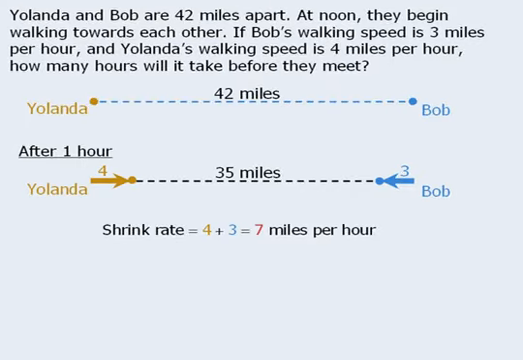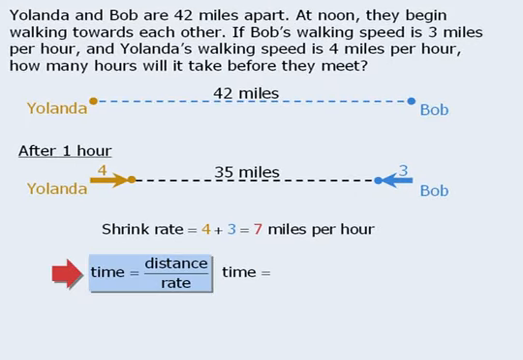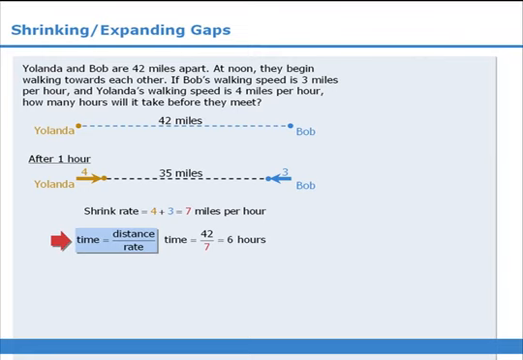To calculate this, we will use the time formula. So the time will equal the original separation distance of 42 miles divided by the shrink rate of 7 miles per hour. This equals 6 hours, so it will take 6 hours before Yolanda and Bob meet.